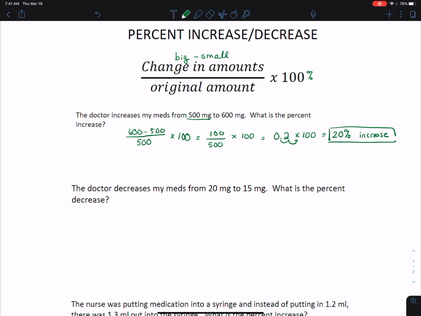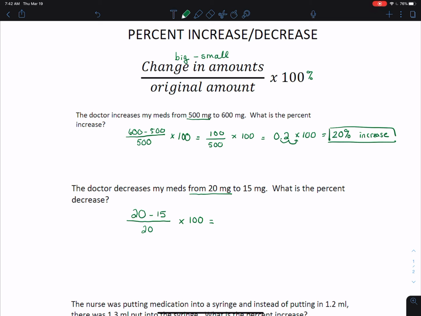If I look at the next example, it says the doctor decreases my meds from 20 milligrams to 15 milligrams. What is the percent decrease? So I'll follow the same process. I need to find the change, so I do that larger number, 20, minus that smaller number, 15, and I need to divide by the original number. They say that my meds were originally 20 milligrams, and then they decrease. So that 20 is the original, and I multiply by 100.